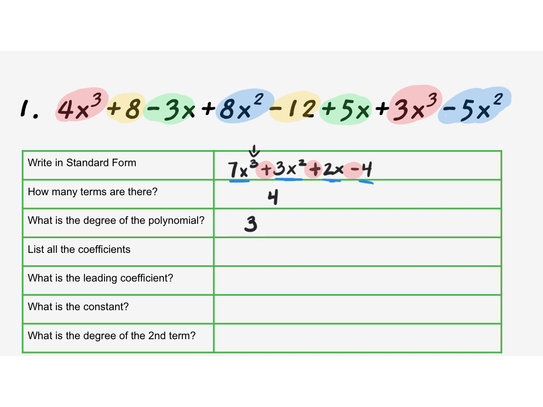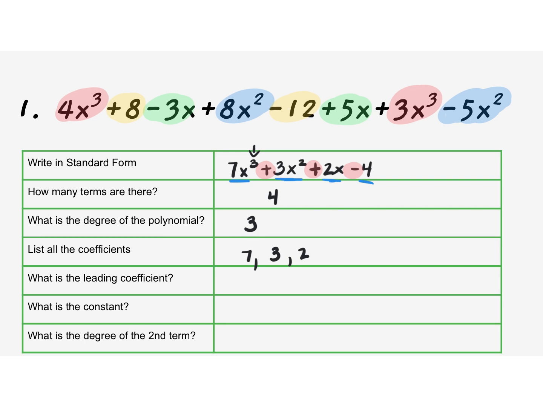List all the coefficients. Coefficients are the numbers that come in front of the letters. So I'm looking at my first x to the third. The number that comes in front of it is a 7. So my first coefficient is a 7. When I look at my 3x to the second, the 3 is in front of my x to the second, so another coefficient is a 3. When I have a 2x, what's in front of the x is a 2. And then we have a negative 4. Notice that you don't have any letters with that negative 4, so that one is not a coefficient.